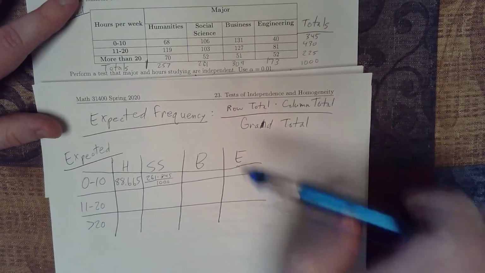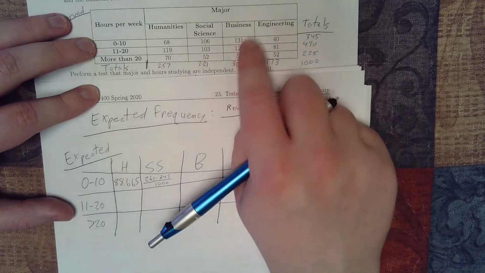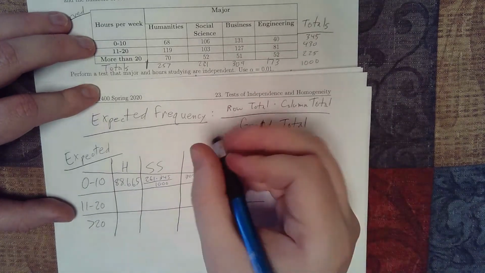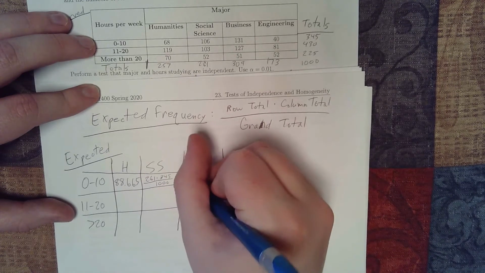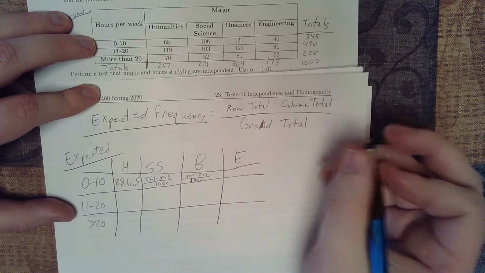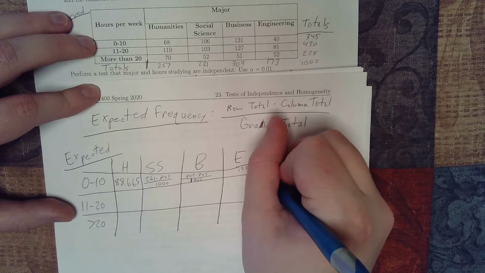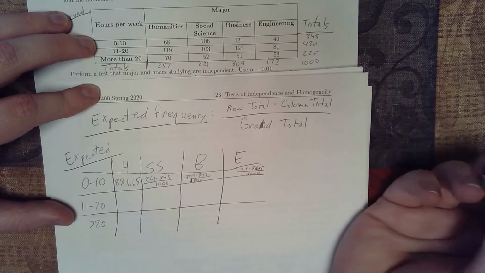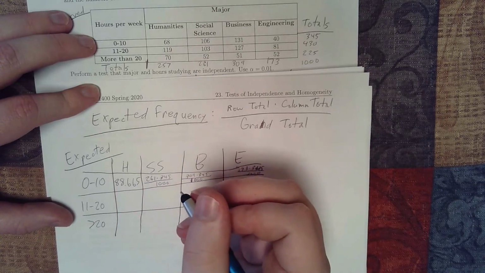Next we'll find a way to get these both on the screen at the same time. There it is. We'll just keep going through this row of 0 to 10 hours a week. So business is 309, so we get 309 times 345 over 1,000. We'll end up getting, for engineering 0 to 10 hours a week, 173 times 345 over 1,000. And we can keep it going. Then next we can do the 11 to 20 hours.